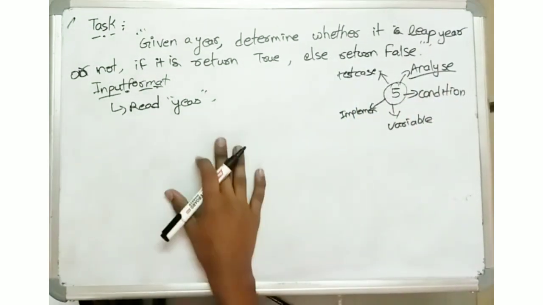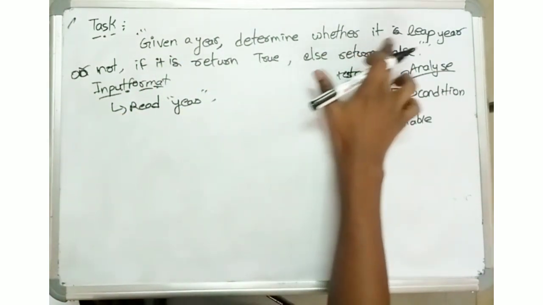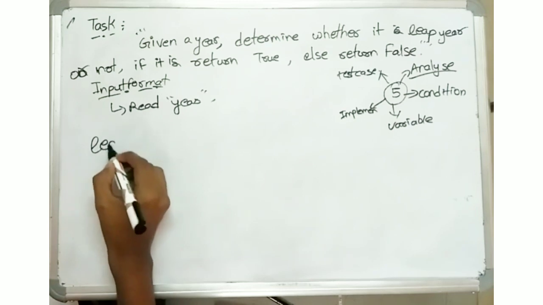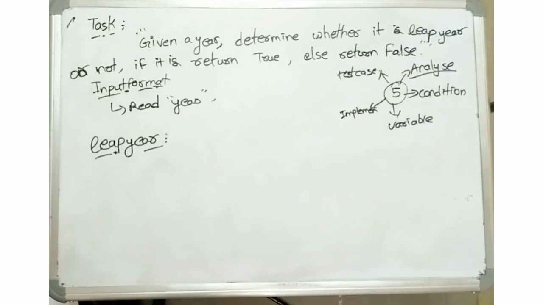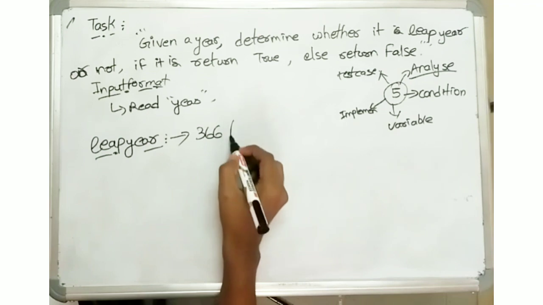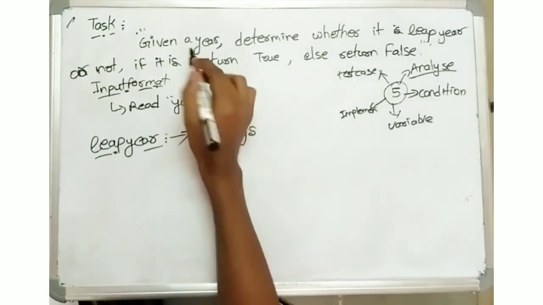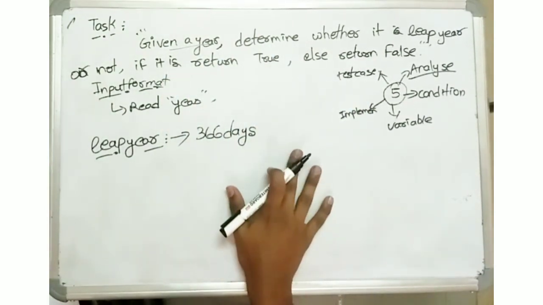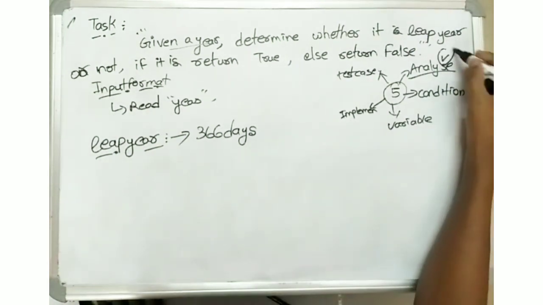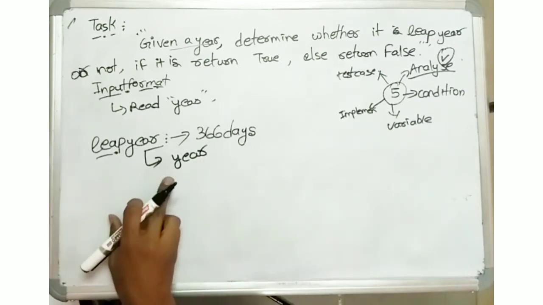First step, just analyze the question. So given a year, determine whether it is leap or not. First we need to find what is meant by leap year. Everyone knows what is leap year. A year which has 366 days is called a leap year, right? What they give is a year. We need to find whether the given year is a leap year or not. First phase over.